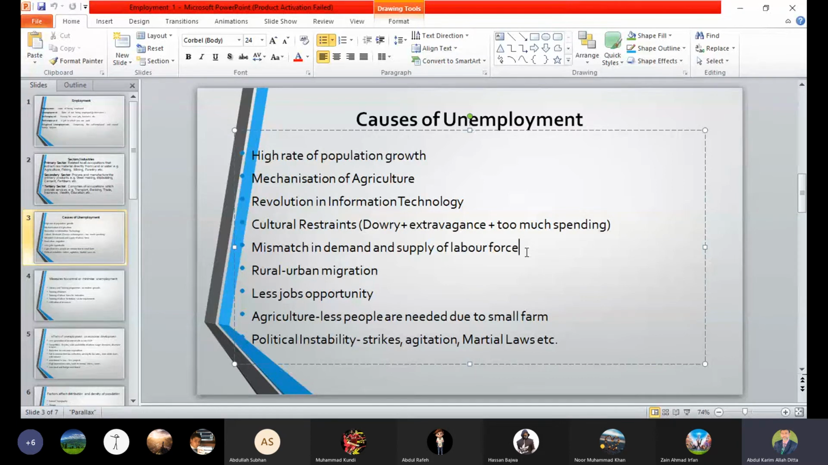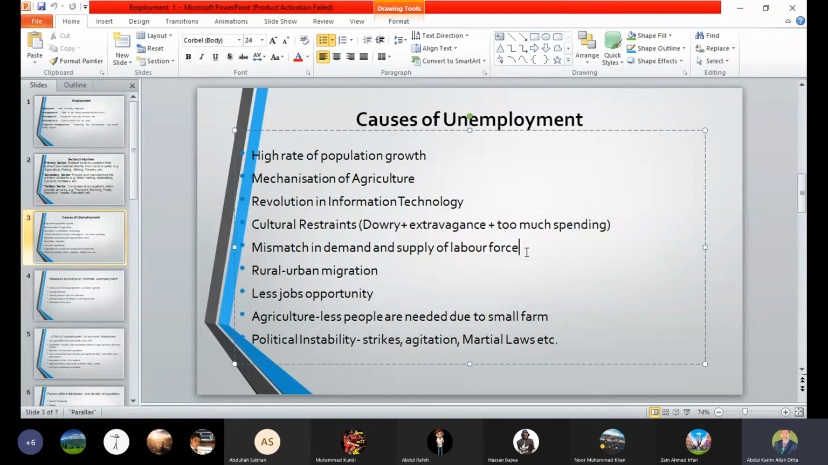Number six, rural urban migration. There is a trend nowadays that more and more people want to live in city areas, in towns and cities. As more and more people are coming, unemployment cases are increasing. Then we have fewer job opportunities. We are not utilizing our resources fully, that's why we have fewer job opportunities in the country.